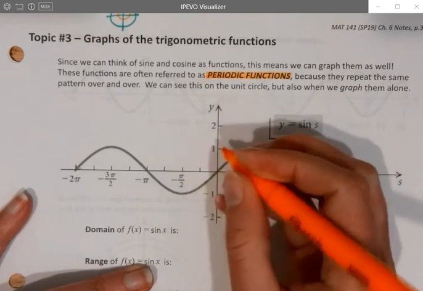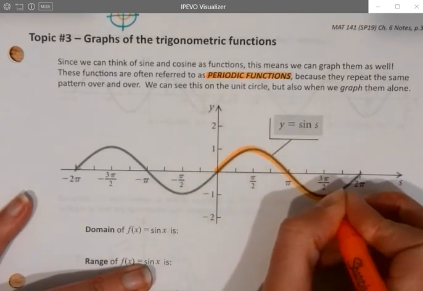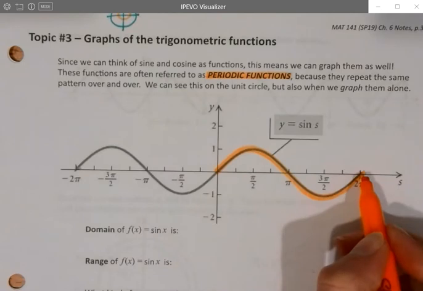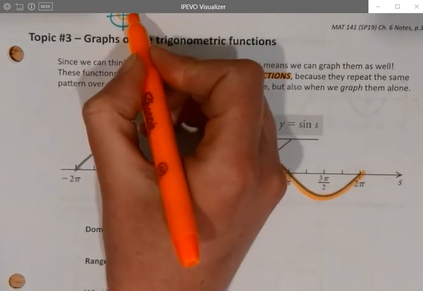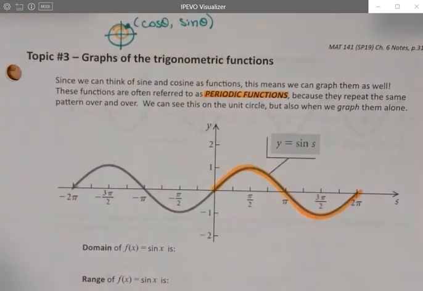So a period, we usually would highlight the first period of sine starting at 0 and going to 2 pi, because that's one complete circle, right? The circle goes from 0 to 2 pi. If you're going to go from the positive x-axis back to the positive x-axis, it's 0 to 2 pi.